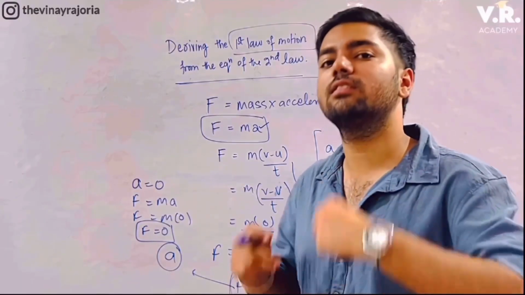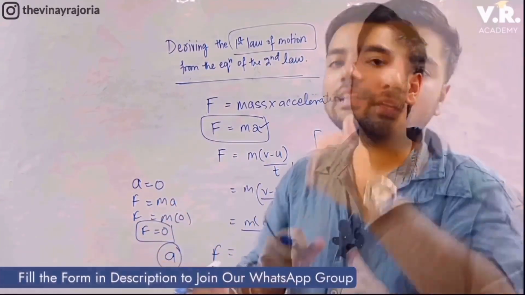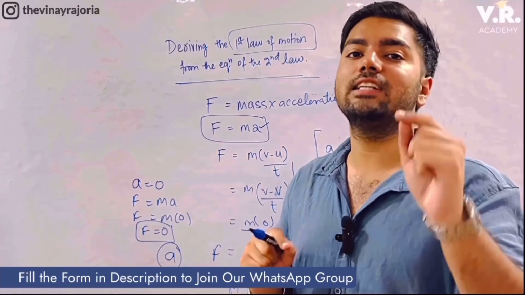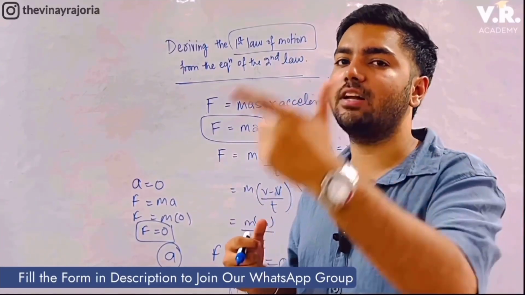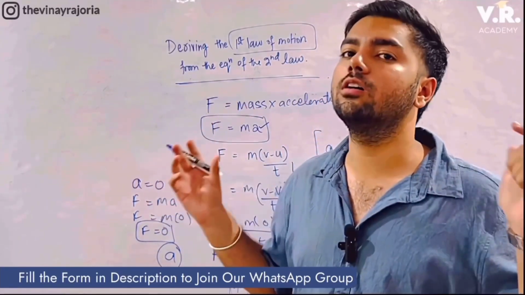If there is some net external force acting on it, then it cannot maintain its state of inertia, which means its initial and final velocity are different and are no longer the same.